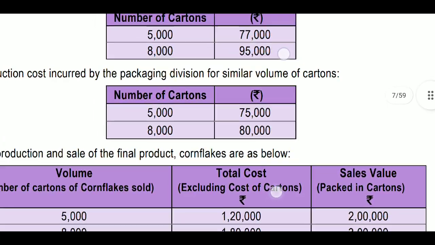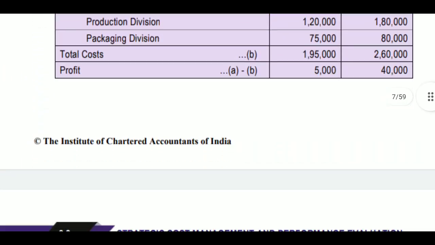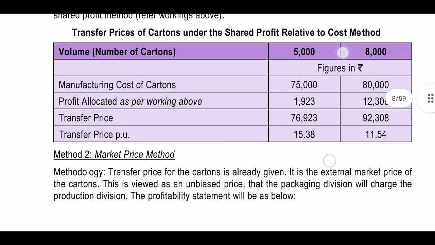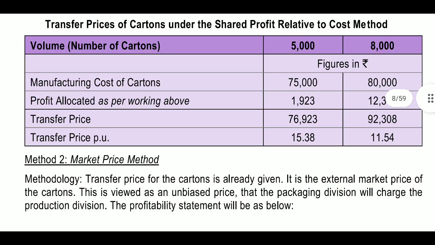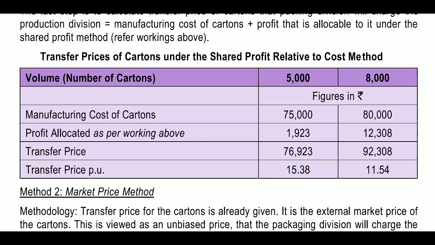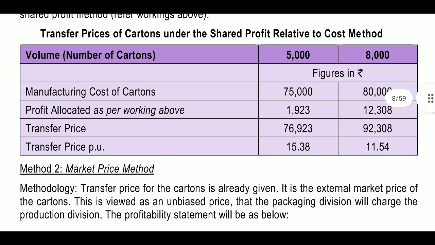The cost we incur is 75,000 and 80,000, and the packing division charges 1,923 and 12,308, so the transfer price will be 76,923 and 92,308. The transfer price per unit will be 15.38 and 11.54. That is how we get it: 76,923 divided by 5,000 units.